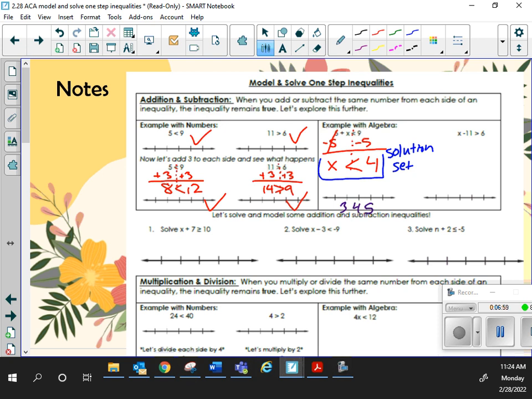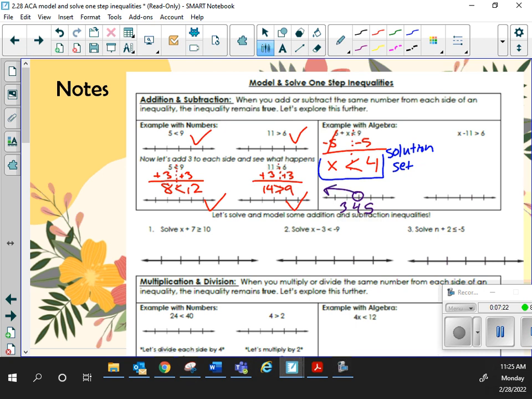Could I put 4 in? Is it an open or closed circle? Open. It's open because I cannot include 4. Correct. And 4 isn't greater than 4 or less than 4. And then I want all the numbers which way? Would 3 make that true or would 5 make that true? 3. So to the left.